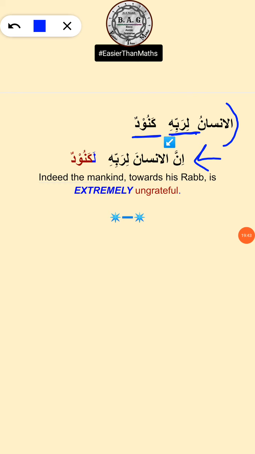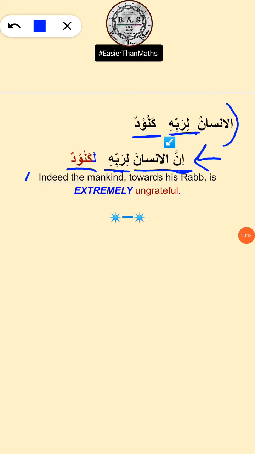Kanudun means ungrateful. Okay, so first of all, I'm going to add inna, and with that inna is going to become innal insana. All right, li rabbi is jar majroor and rabbihi is muzaf muzaf ilayh, right? Li rabbihi. Kanudun would be the Laam-e-taakeed less word, okay? However, when I add the Laam-e-taakeed with Kanud, then it adds a lot of stress that can only be felt and understood. It just cannot be put into words, okay?